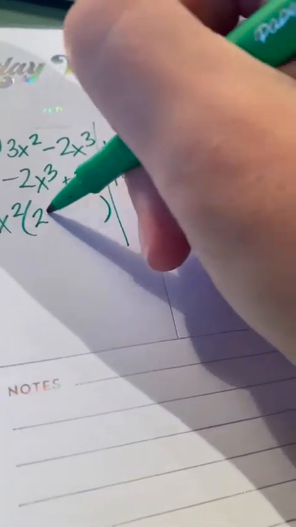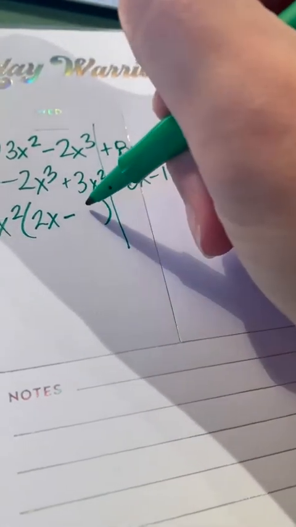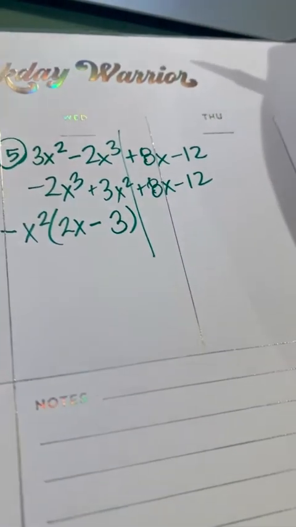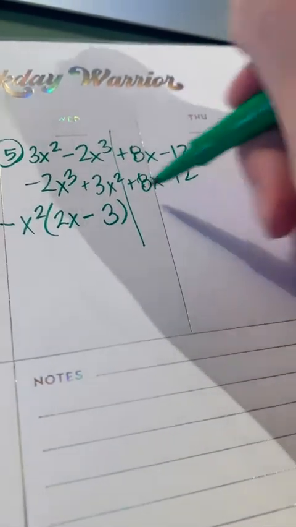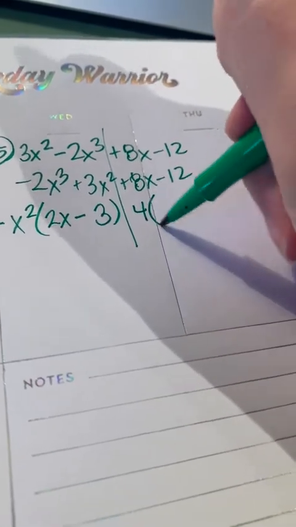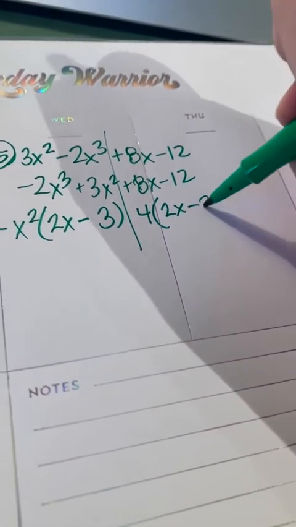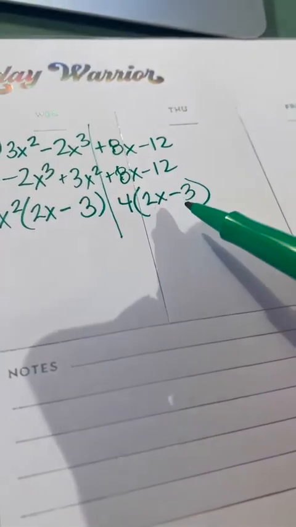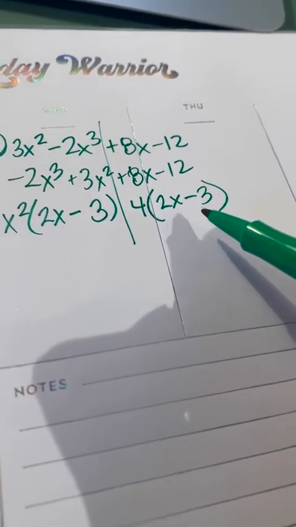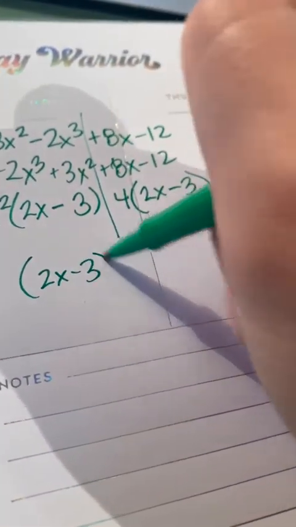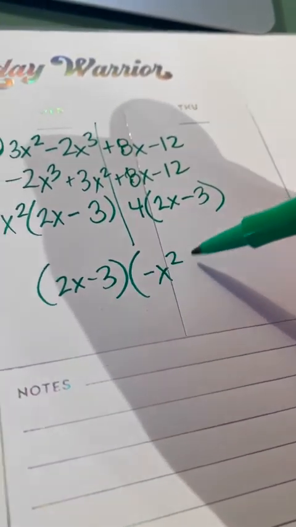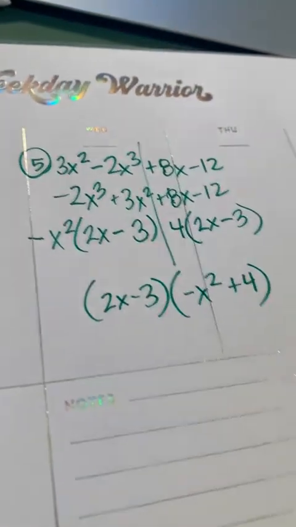So I'd have 2x minus 3 here. And then in this one, I can take out a 4, and that leaves me with 2x minus 3. The reason I took out that negative is so that this would be negative to match this one. So I have 2x minus 3 and negative x squared plus 4.